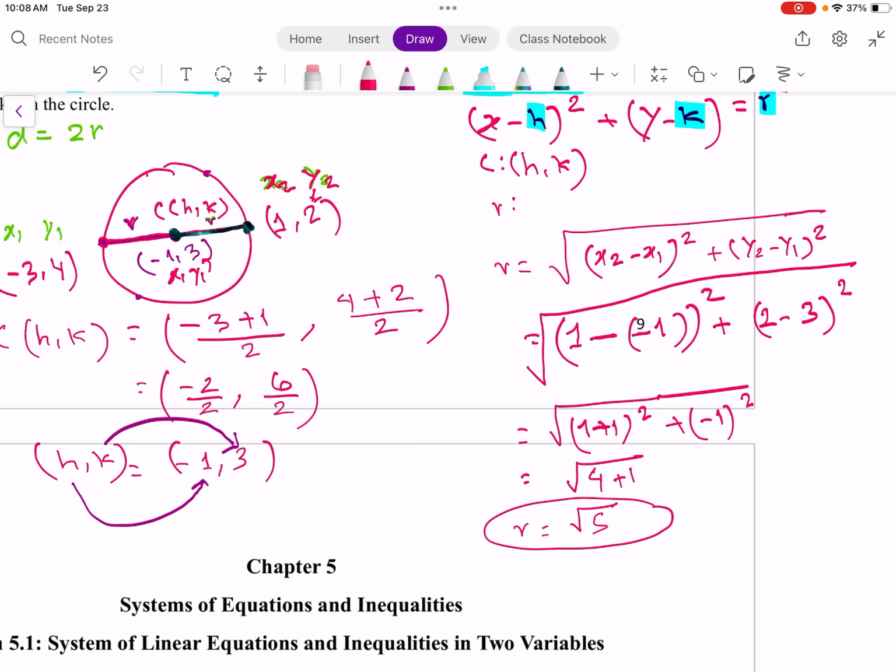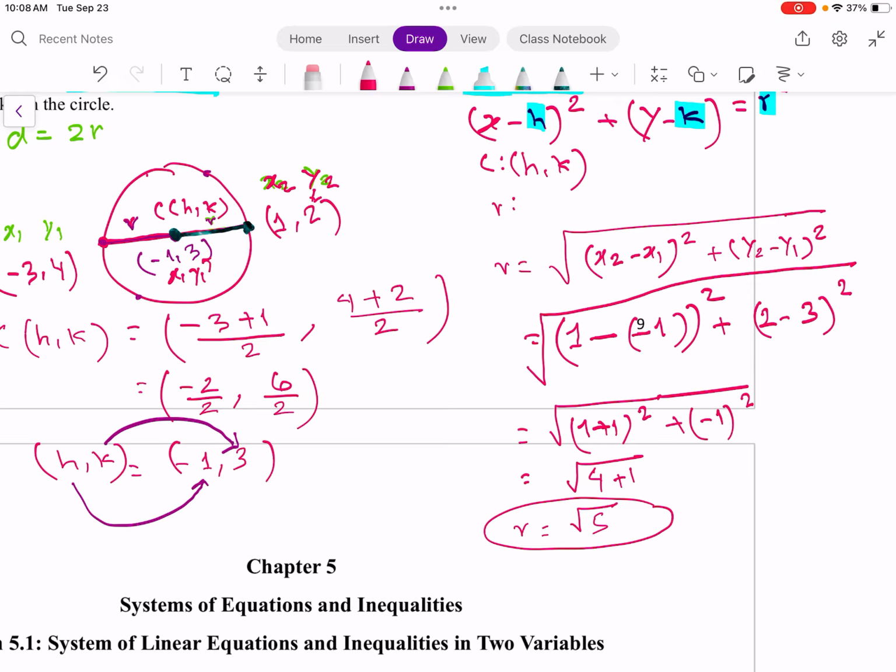So the center is the midpoint of a diameter. The radius is the distance from the center to any point on the circle. So if you take this point and the center, you will still get the square root of 5. The radius has to be the same. Any question up to here?